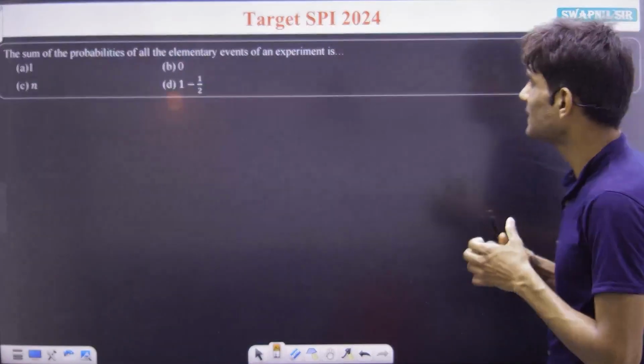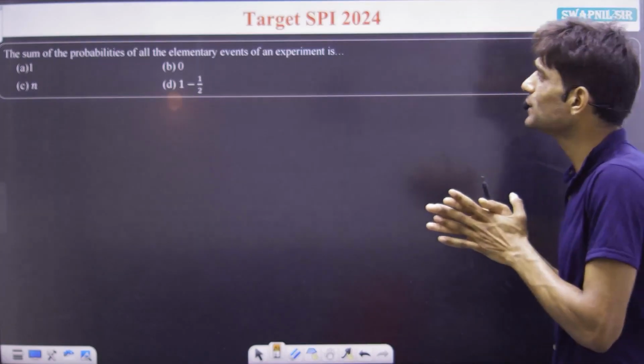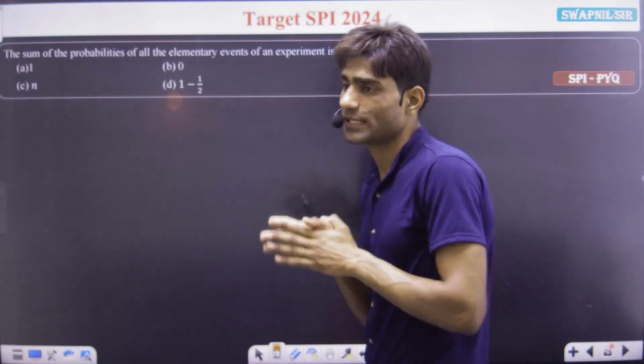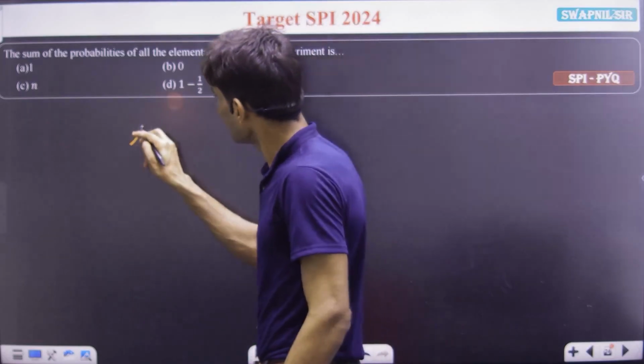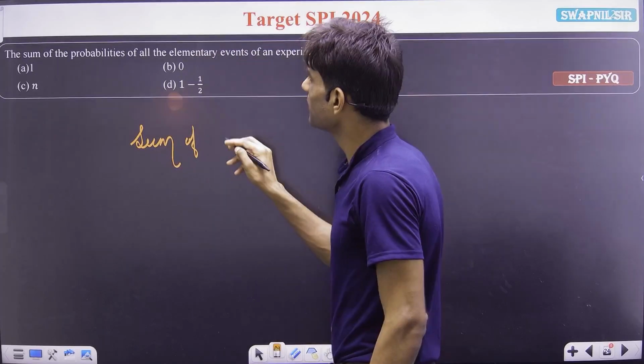In our next question, we are given the sum of the probabilities of elementary events in our experiment. Sum of the probabilities.